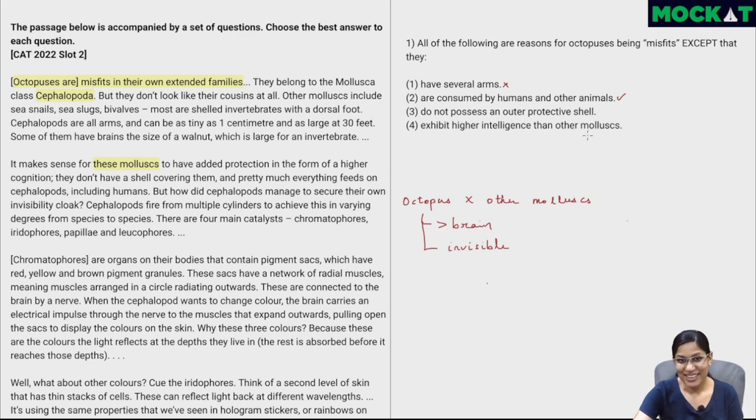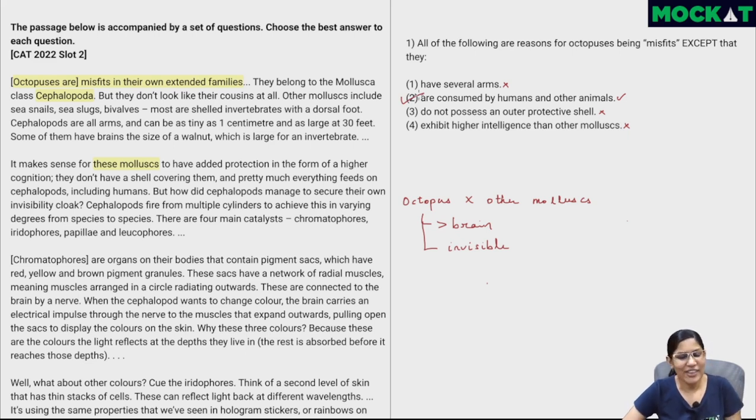But let's just verify the other 2 options. Do not possess an outer protective shell. This we know. The other mollusks are shelled, but octopuses aren't. So this again is a difference. Exhibit higher intelligence than other mollusks. This is also something which we had inferred. It's only these mollusks or octopuses which have a higher cognition, because they are the only ones that don't have a shell. So this is again something which is given as a difference. So this should be the right answer out here.